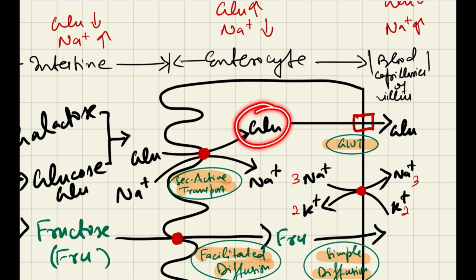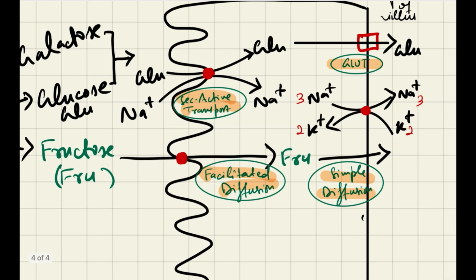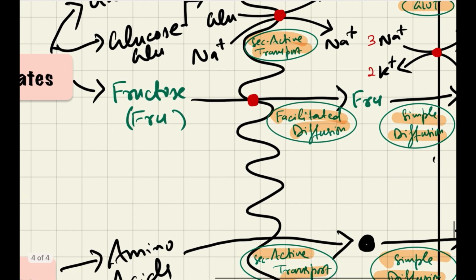From here glucose moves through diffusion, and that is a facilitated diffusion through this GLUT protein. Facilitated means there is no use of energy, but some protein is being used that is facilitating this. That's why the name is facilitated diffusion. Now this must be clear. Now let's move to another part.